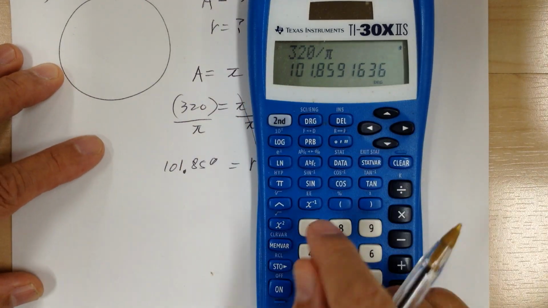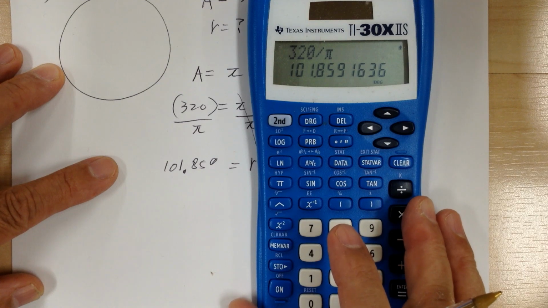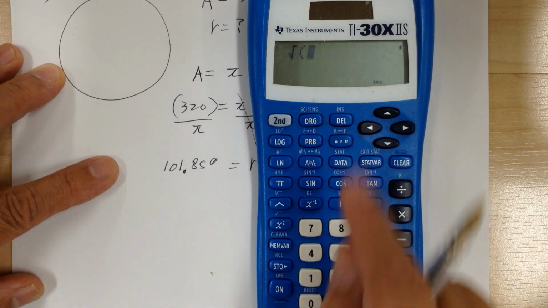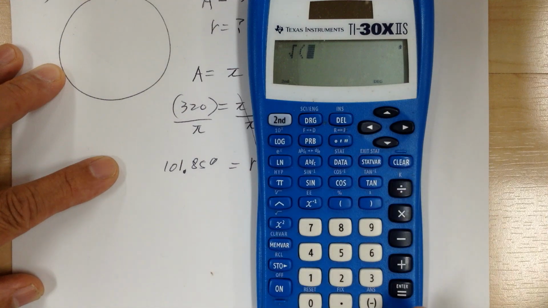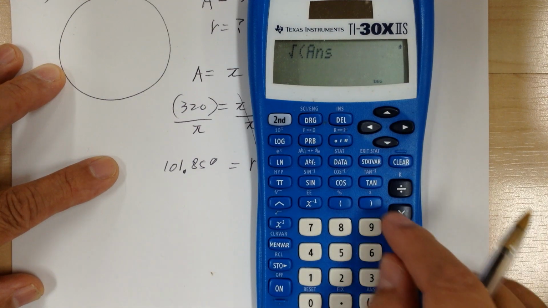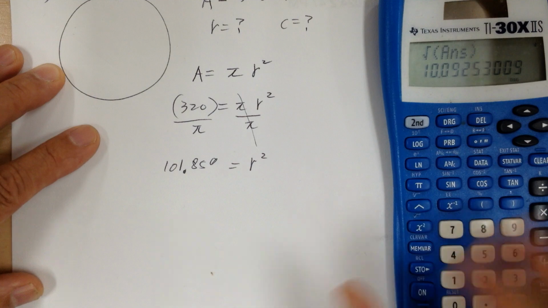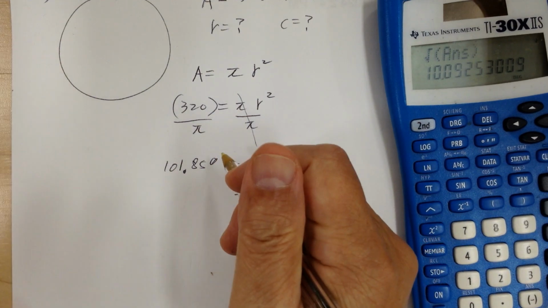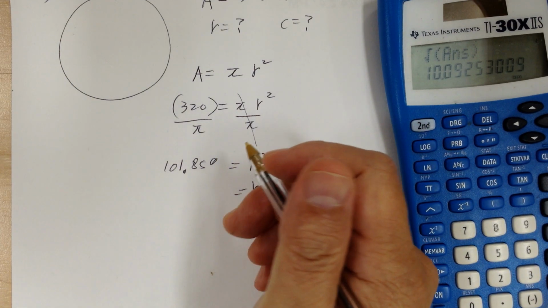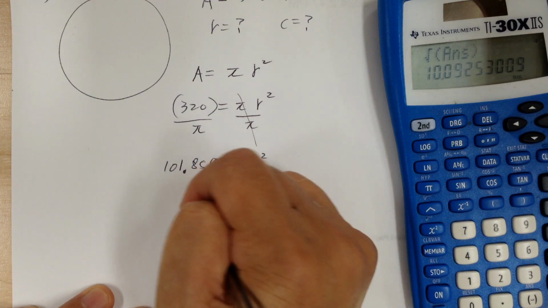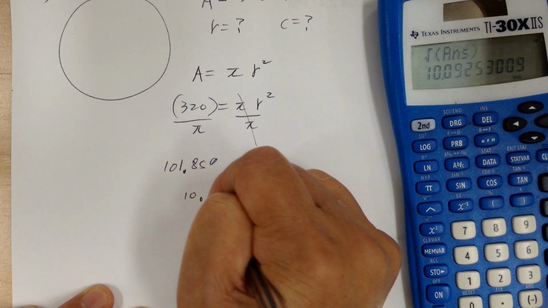Now don't erase. Just use that calculator and take the square root of that. So you go second, that means square root, and the square root of the answer, equals. So r equals, to the nearest tenth, 10.1 meters.